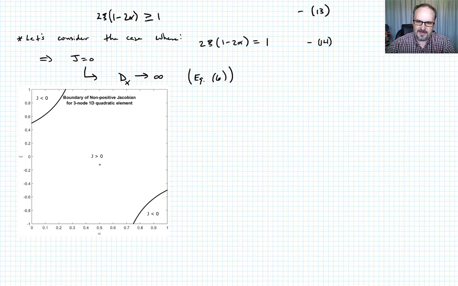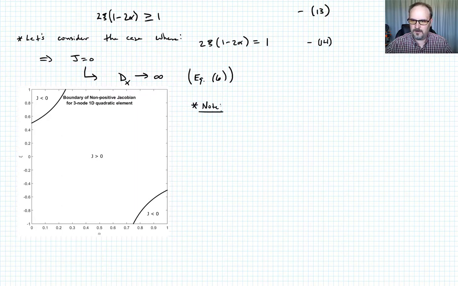And inside there, j is greater than 0, so the Jacobian is greater than 0. So maybe let's not say it's perfectly accurate, but it's at least feasible. Whereas outside this region, j is less than 0, it's negative, okay? So let me just note that here for you.